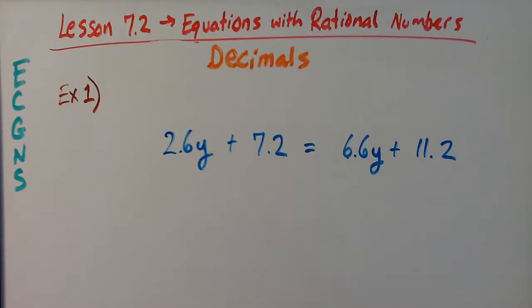Lesson 7.2, equations with rational numbers. In the previous video, we did two equations where it had fractions in them and we had to solve for the variable. Now we're going to do two examples where we have decimals in the equation.